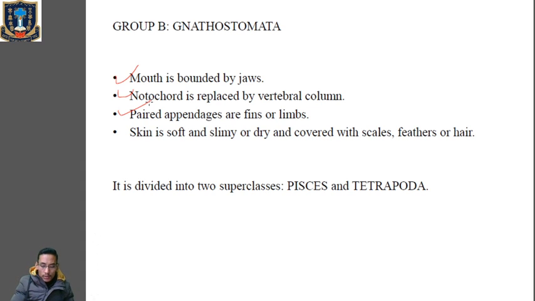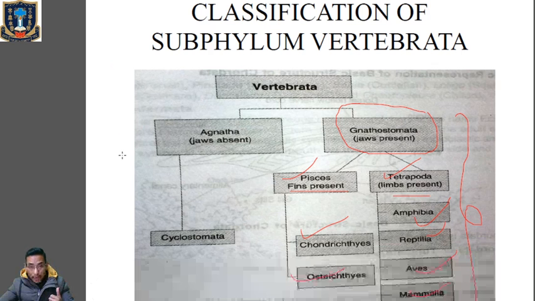That's why they are divided into two superclasses, Pisces and Tetrapoda. So paired appendages, mainly for locomotion, are present in the form of fins or in the form of limbs. And skin is soft and slimy or dry and is covered by scales, feathers or hair. So these are the general characteristic features of the Gnathostomata. We have said that this Gnathostomata has been further subdivided into two superclasses. The first one is Pisces and the second one is Tetrapoda.